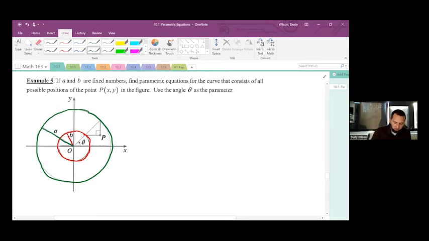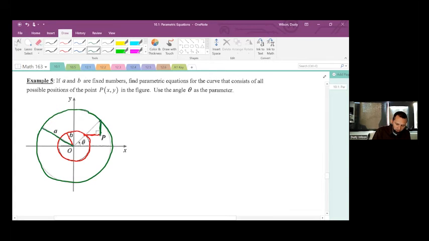Okay, and then what we're interested in is something about this point P, which is sort of halfway in between the red and the green circles, but it looks like it has the same y coordinate as the red point, and it has the same x coordinate as the green point. So let's see if we can figure out what the red and the green points are.